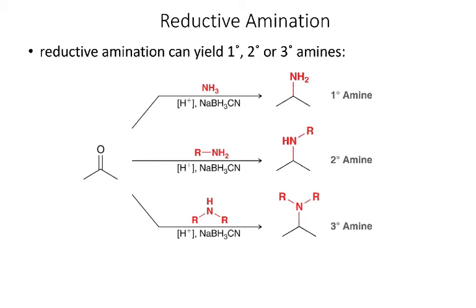And this is particularly useful because all of the preparation techniques that we're going to learn in the next video are good for making primary amines, but if I want a secondary amine, or a tertiary amine, reductive amination may be the way to go.